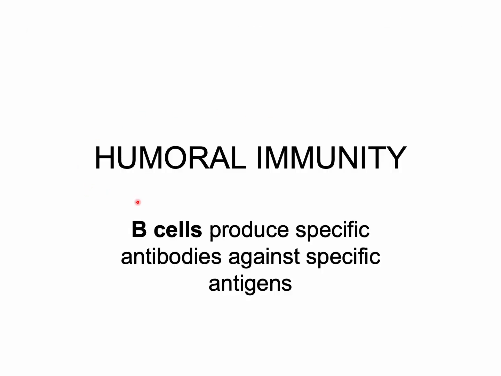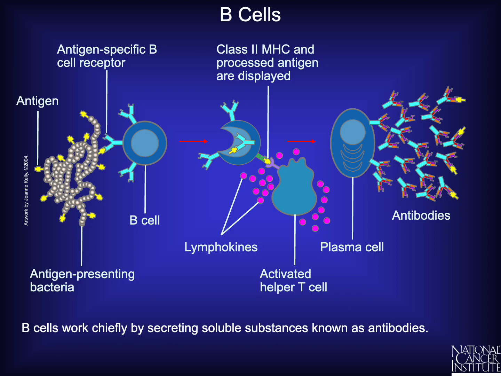Now let's talk about humoral immunity. And for humoral immunity, we're focusing on B cells and B cells producing specific antibodies that target specific antigens. So B cells produce antibodies. Now let's see how a B cell is going to get around to producing antibodies. Over on the left here, we have an antigen-presenting bacteria. So that means there's bacteria in your system. It has antigens on the surface that your body sees as foreign.